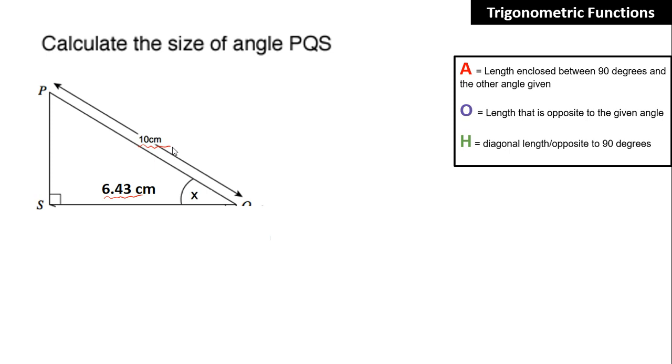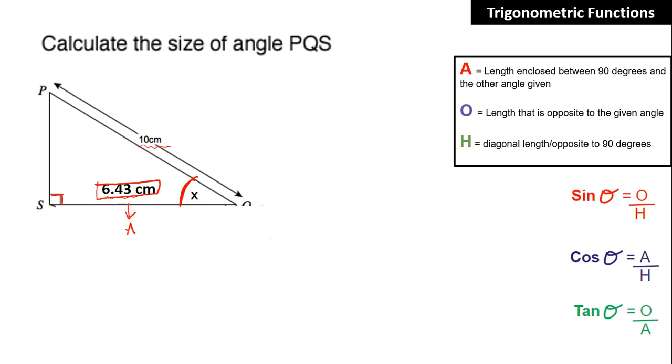Again, I'm doing trigonometric functions. I should be knowing what's my AOH, and then I know that sine theta is opposite over hypotenuse, cos theta is adjacent over hypotenuse, and tan theta is opposite over adjacent. And what's my A? A is this length 6.43 because it is trapped between the 90-degree and the angle that we have to find. And this length right here, that is 10 centimeters, that's the diagonal length. So the diagonal length, or the one that's right opposite to 90 degrees, is my hypotenuse, or I can say my h.